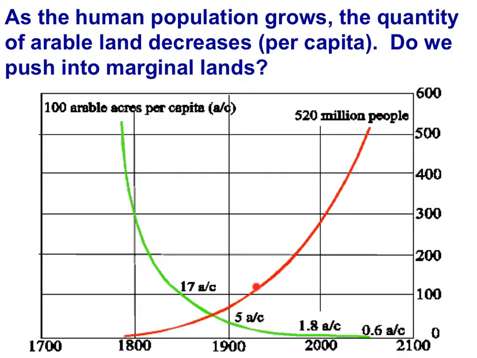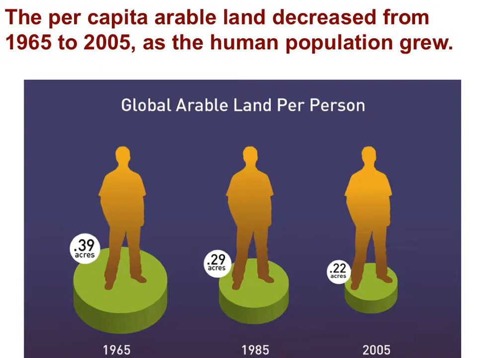As the human population grows, the quantity of arable land per person, per capita, decreases. Do we push into marginal lands? Soil conservationists would say that we should not use marginal lands to grow food. The per capita arable land decreased from 1965 to 2005. In 1965, there were 0.39 acres of arable land per person, but in 2005, there were only 0.22 acres of arable land per person. The amount of arable land is a fixed quantity, while human populations have grown.